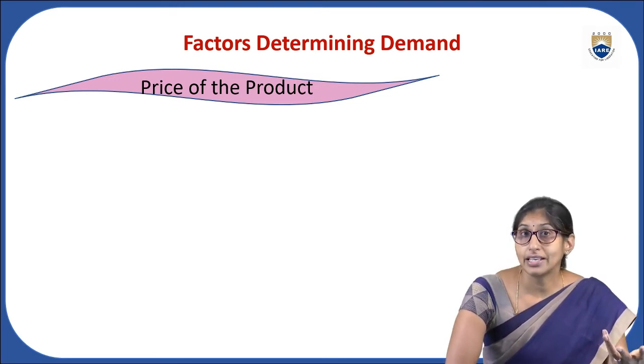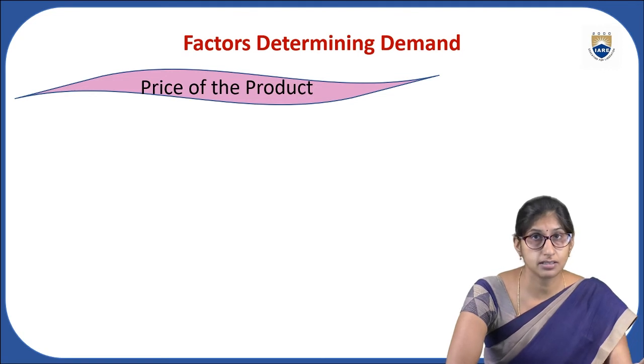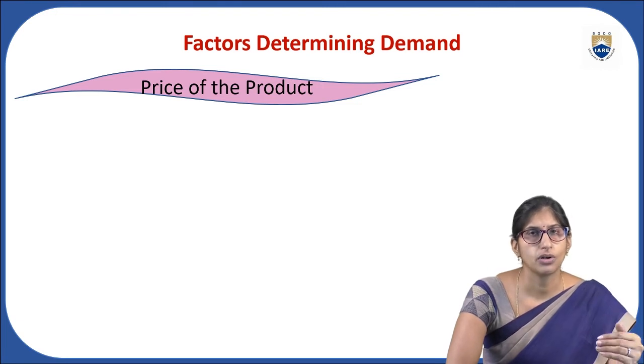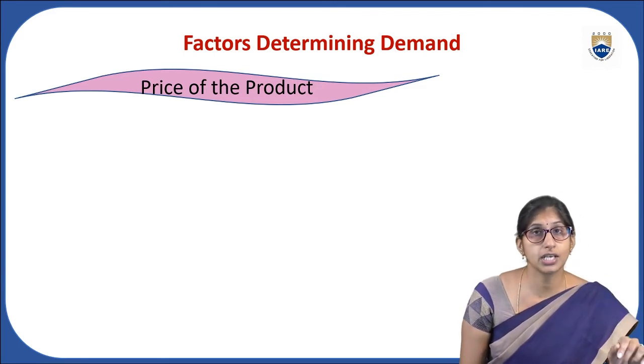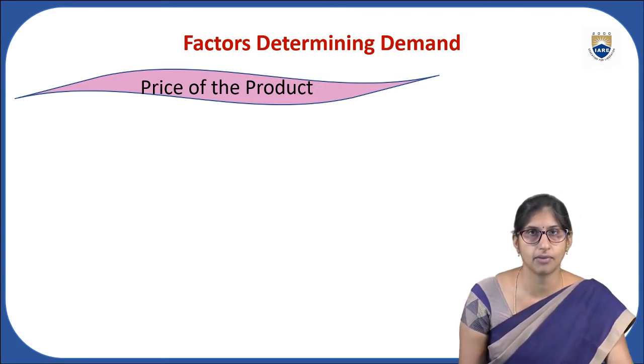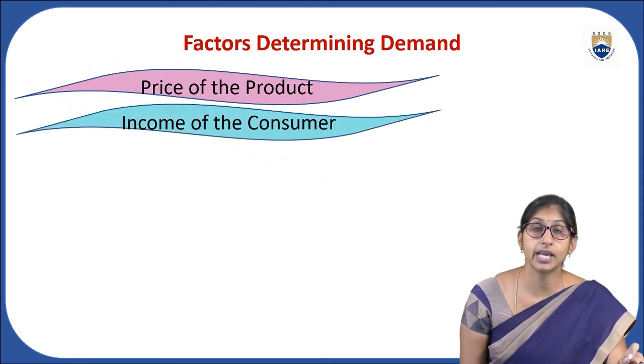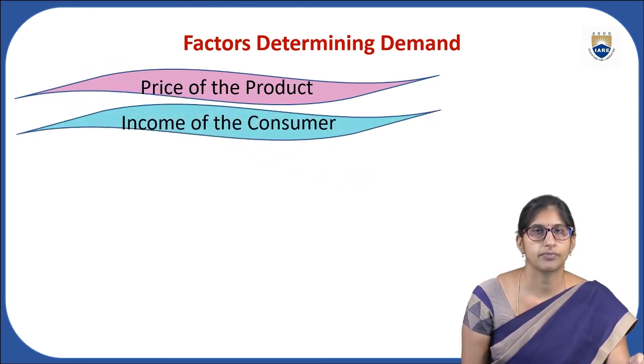But psychologically, you are happy when the price is low, right? So here, the price of the good comes down, so definitely we like to buy the product. Okay. So here price is one of the determinants to create demand. And the next one is income of the consumer.